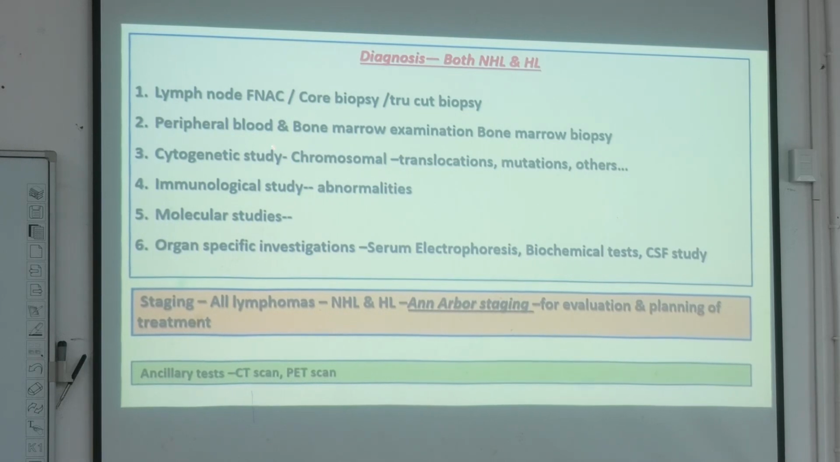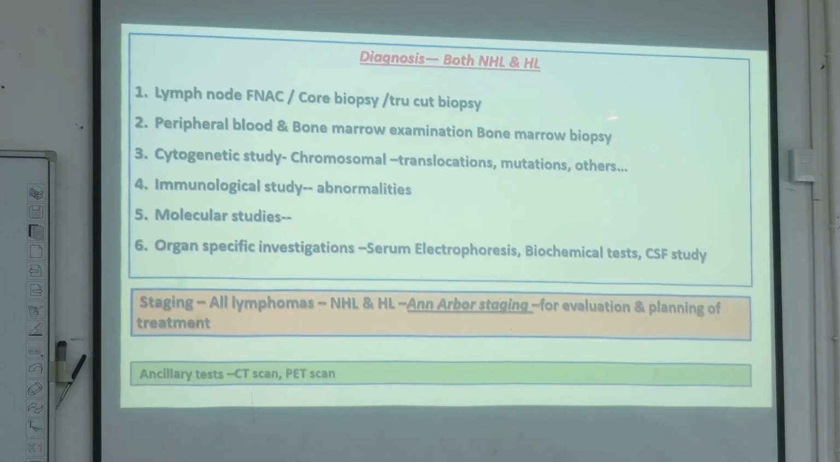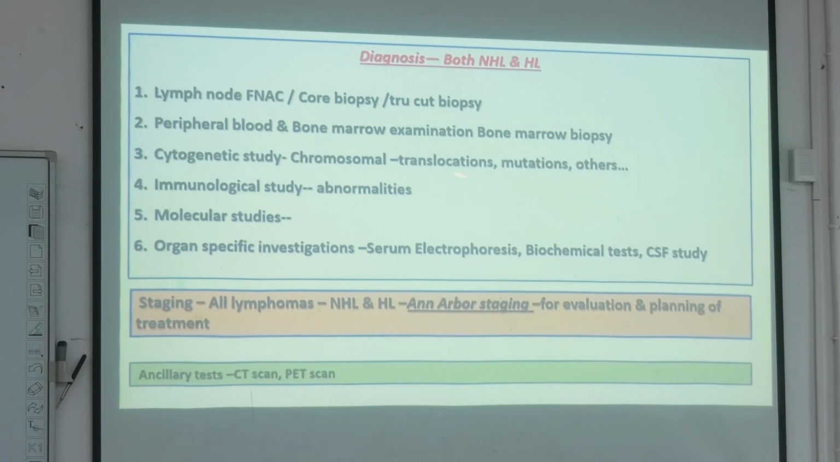Other tests are peripheral blood and bone marrow examination, bone marrow biopsy, cytogenetic abnormalities that I told you about, that is, chromosomal translocation and mutation, and immunological abnormality. Then organ-specific tests: when other organs than the lymph node are involved in NHL, we have to do organ-specific examination. Then, all patients need staging for treatment purposes, and other ancillary tests according to the organ involved.